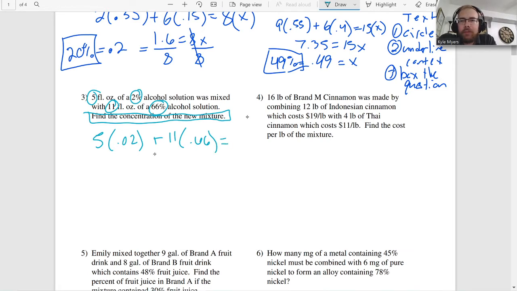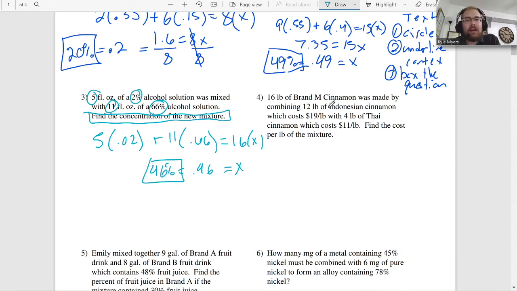Yeah, I got everything. Okay, so 5 and 11 make 16, and then x. And that's pretty much it. So I'm going to go ahead and just solve it all the way here. I'm going to multiply, add, and then divide by 16. So 5 times 0.02 plus 11 times 0.66. All of that is going to get divided by 16, and I get 0.46, which is 46%.